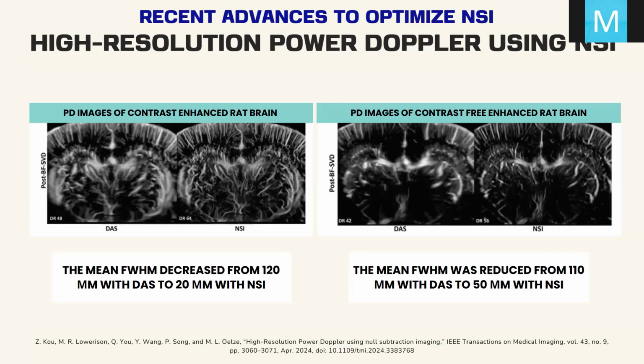Finally, I would like to include the case of high-resolution power Doppler, because it provides additional insight into how NCI improves not only structural imaging, but also vascular imaging. The method achieves significantly sharper visualization of microvessels. In a contrast-enhanced imaging of a rat brain, for example, the full width at half maximum value decreases from 120 micrometers using DAS to only 20 micrometers using NCI. Without contrast, it decreases from 110 to 50 micrometers. These improvements enable the visualization of vessels separated by only a few tens of micrometers, something that conventional Doppler beamforming cannot achieve.